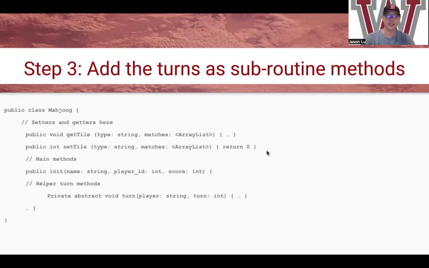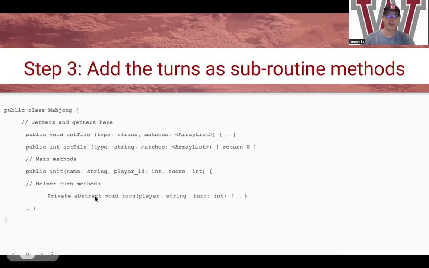So a subroutine in computer science is basically a helper of a helper. I already have the init as a helper, technically, for the main class. Now, this is a helper for the init function itself. So I have a private abstract void turn. The reason we make it private is that you don't want people knowing what turn you're doing, or there's cheating in the game, and that's not very godly.